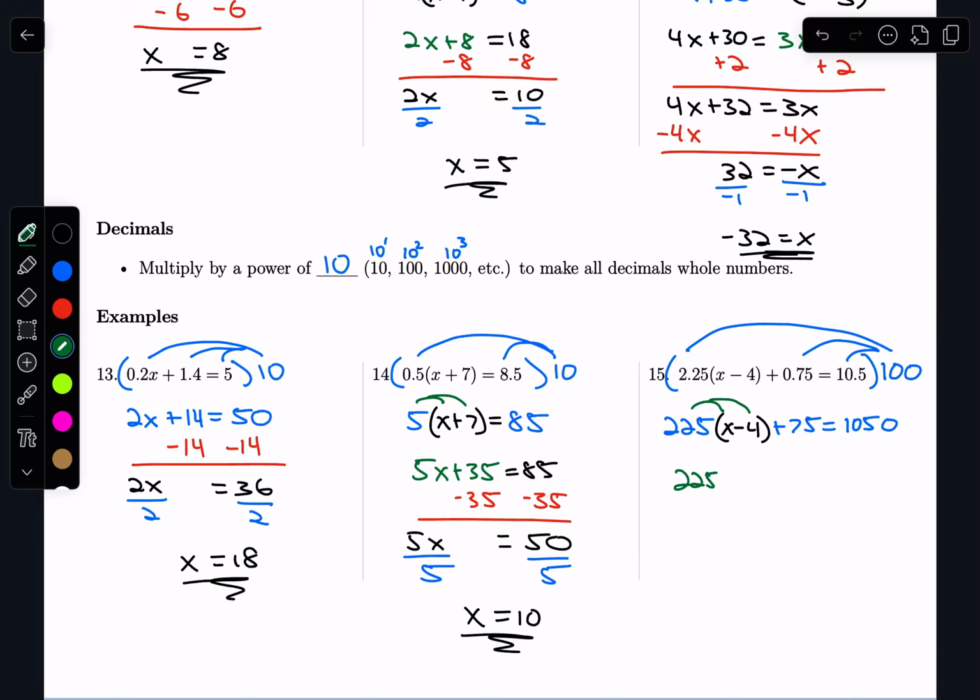This gives me 225x minus, and multiplying this one is not too hard if you think of quarters. 200 times 4 is 800, and 25 times 4 is 100. So together, this is going to give me 900. Right, and then I still have a plus 75 and a 1050 on the other side. If I combine like terms on the left, negative 900 plus 75 is negative 825. Where just think of it big minus small. 900 minus 75 is the 825, but because the 900 was negative, I have a negative 825 there. Still 1050 on the other side.